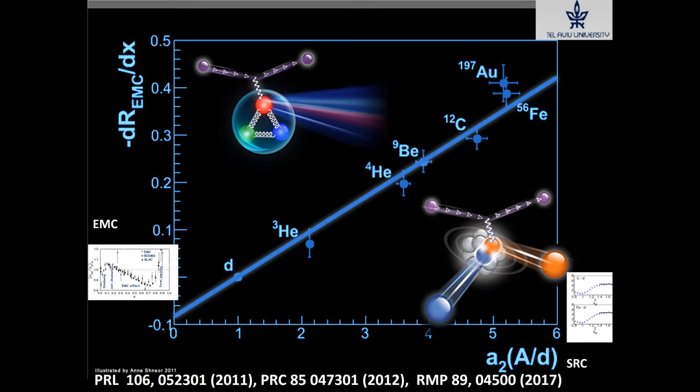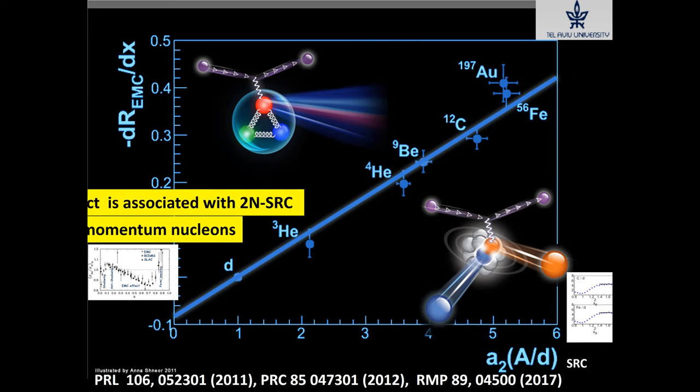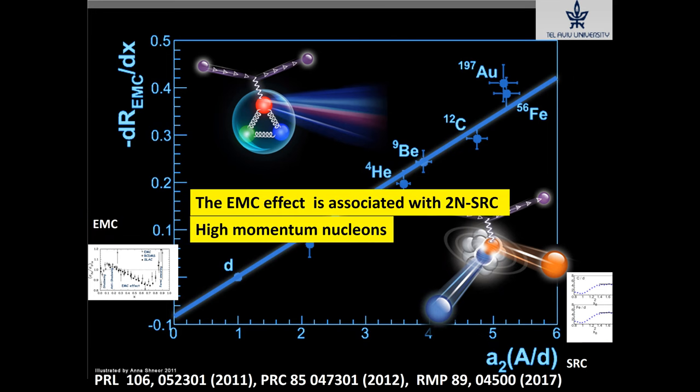Yes, on the previous slide. Okay, so we know the short range correlation is associated with high momentum nucleons. So the natural assumption would be that EMC somehow is mainly associated with high momentum nucleons, nucleons above the Fermi sea level. So that's the assumption. I want to show you how much the data support or don't support this assumption.